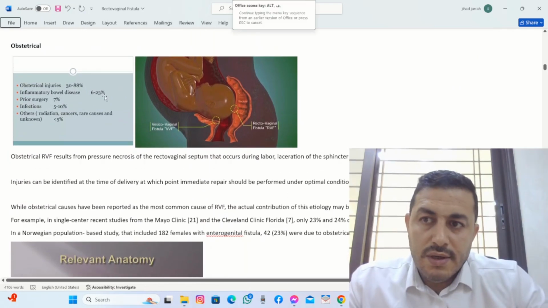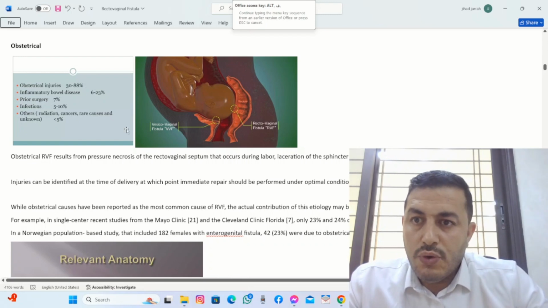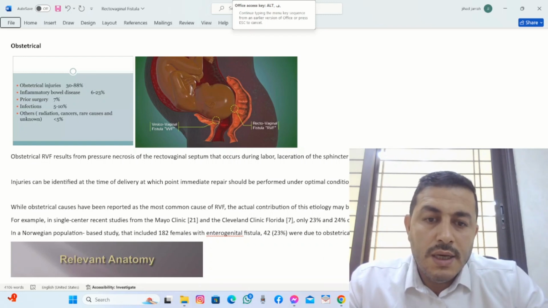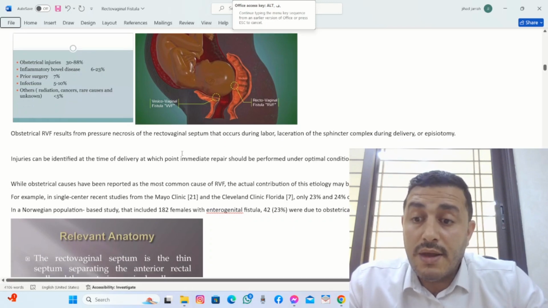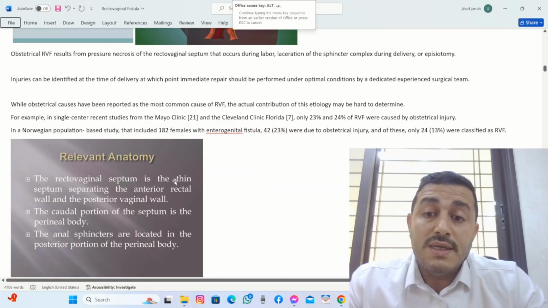What we can add regarding the obstetrical injury more than what we talked about, we just want to highlight the rectovaginal septum and the importance of the rectovaginal septum.